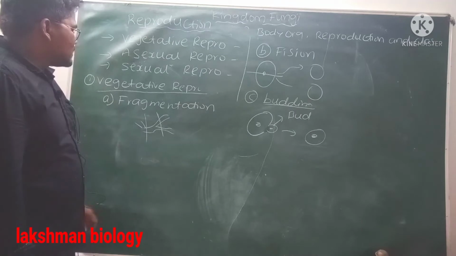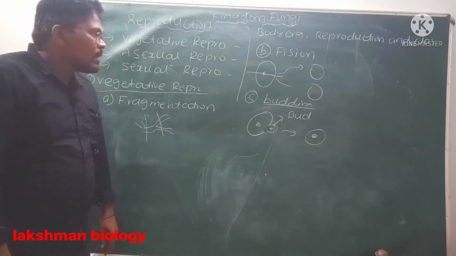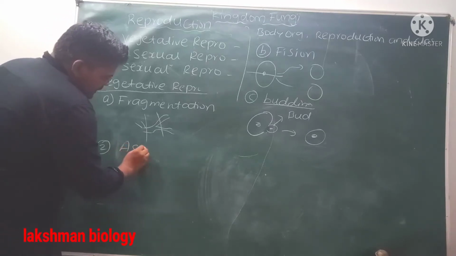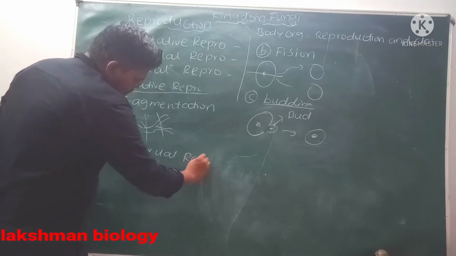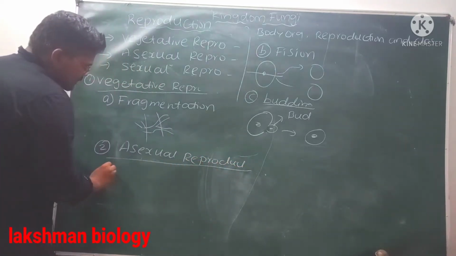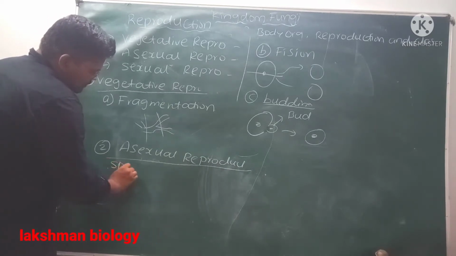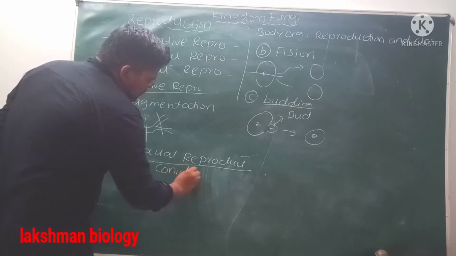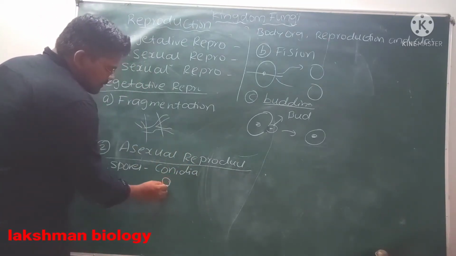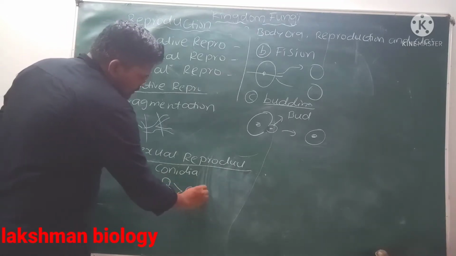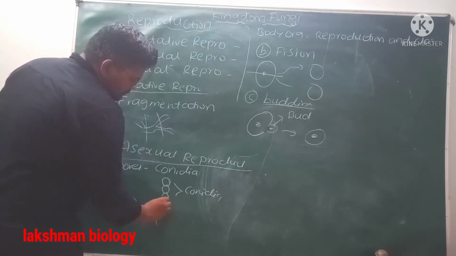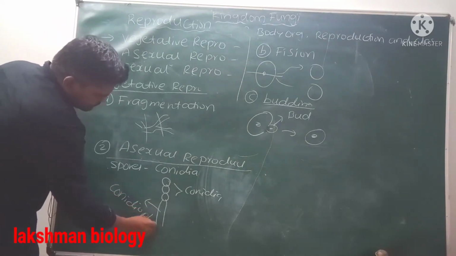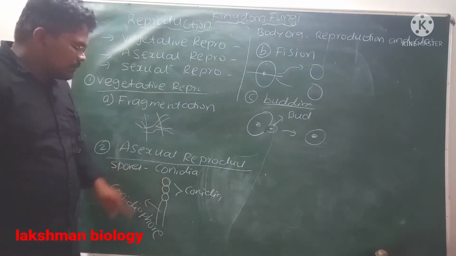Those are the three types of vegetative reproduction which occur in the kingdom fungi. After completion of vegetative reproduction, we have to discuss the second type of reproduction, that is asexual reproduction. Asexual reproduction occurs by spores. The spores involved in the asexual reproduction of fungi are, number one, conidia. See, this is the conidia, or conidiospores. The conidia develops from the conidiophore. Conidiophore will form the conidia.